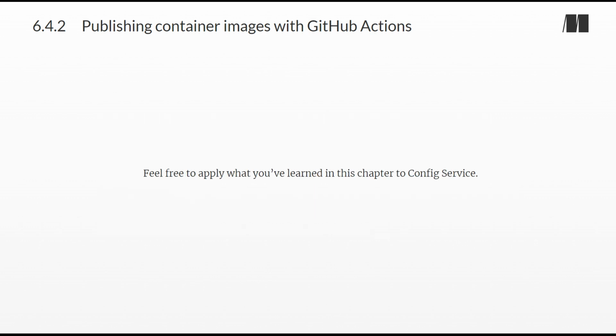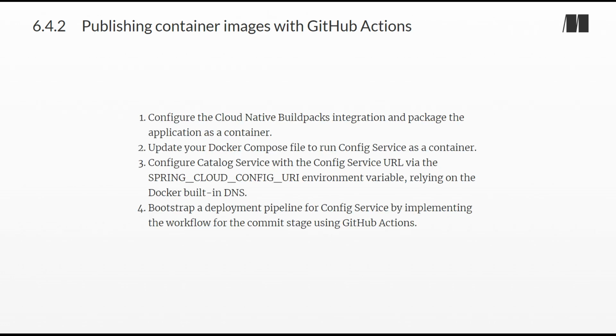Polar Labs. Feel free to apply what you've learned in this chapter to Config Service. 1. Configure the cloud-native BuildPacks integration and package the application as a container. 2. Update your Docker Compose file to run Config Service as a container. 3. Configure Catalog Service with the Config Service URL via the SPRING_CLOUD_CONFIG_URI environment variable, relying on the Docker built-in DNS. 4. Bootstrap a deployment pipeline for Config Service by implementing the workflow for the commit stage using GitHub Actions.